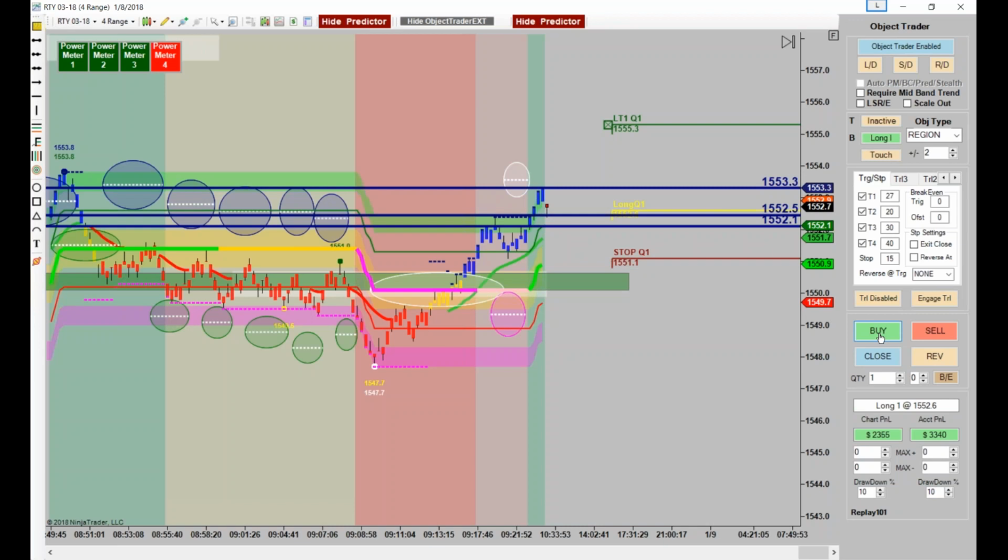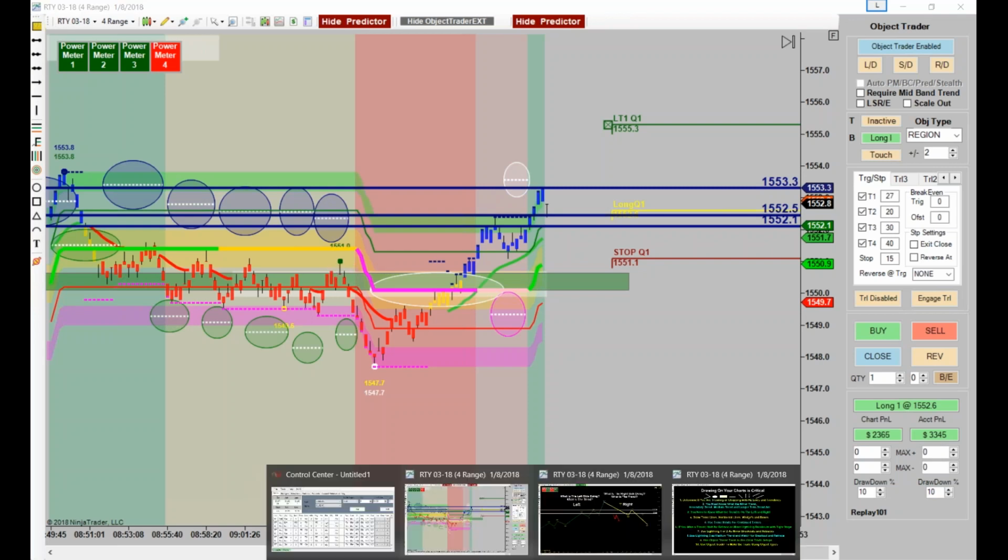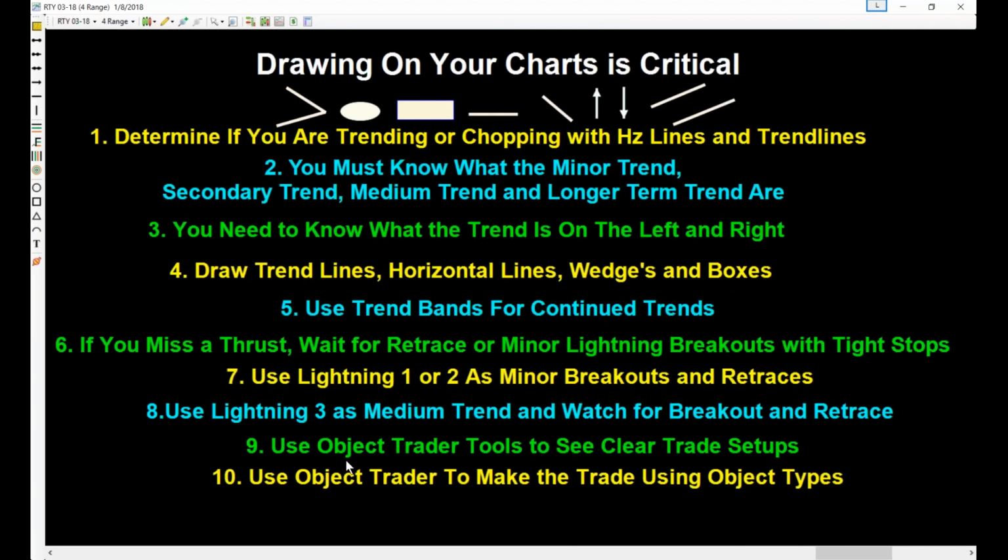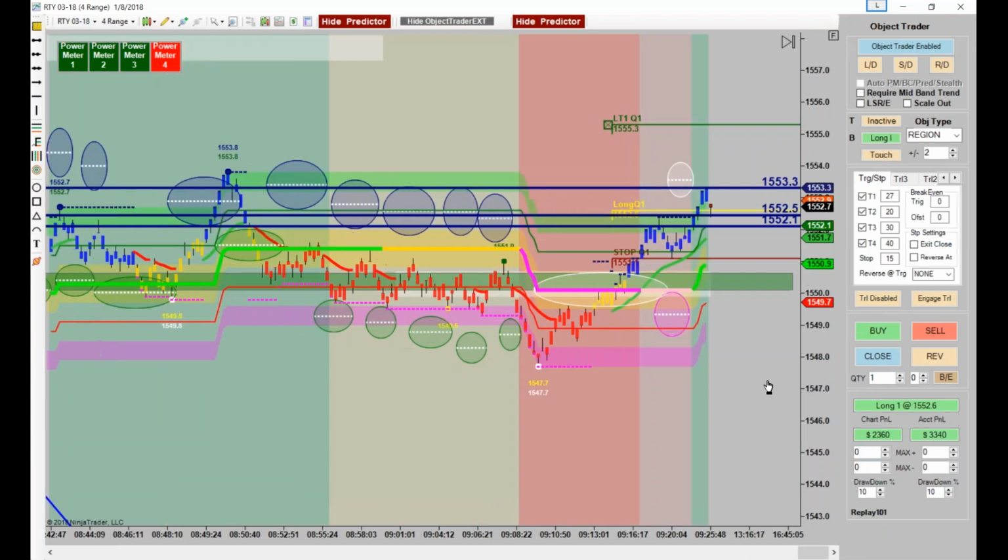See how drawing on your charts, whether you look to the left with the smaller or the larger, see, this is actually starting to break up. You've taken out lightning 3. Wasn't that one of the rules we talked about? Use lightning 3 as medium trend and watch for breakout and retrace. Yep. So if that closes up, I'll add 1. I could do that real easily. I just turn this on.